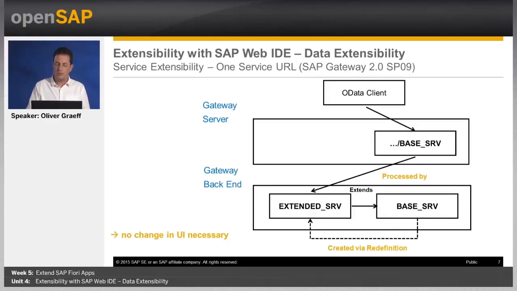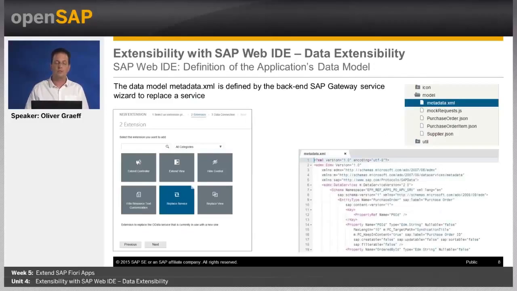If we use the option that we create a new service, I mentioned that we need to change the Fiori application and make it point to the new service. How can we do that? That is also supported by SAP Web IDE. If you remember the selection of all the different extensions you can create, there's also one called Replace Service. If you choose that, you replace that with a new service.